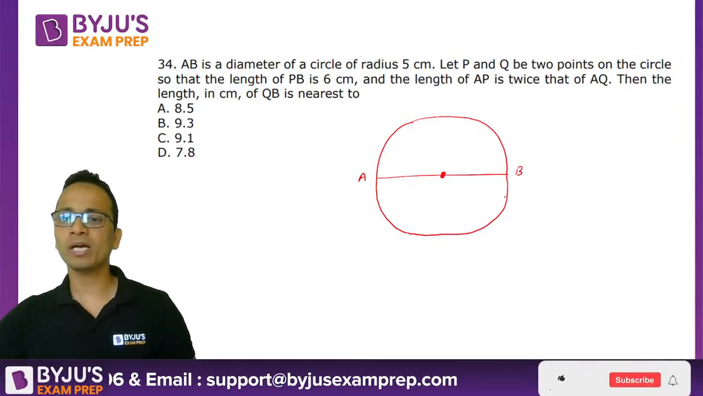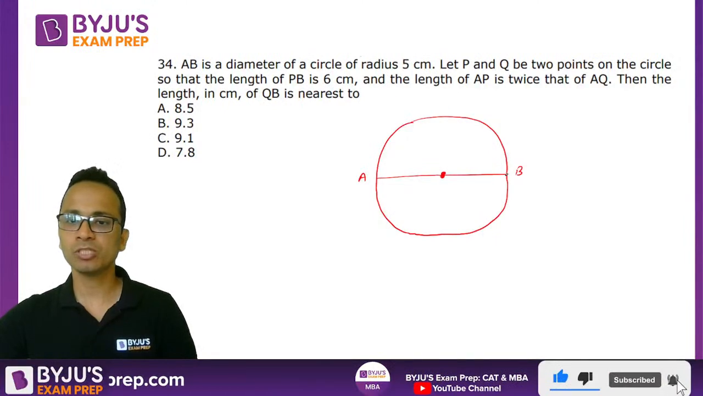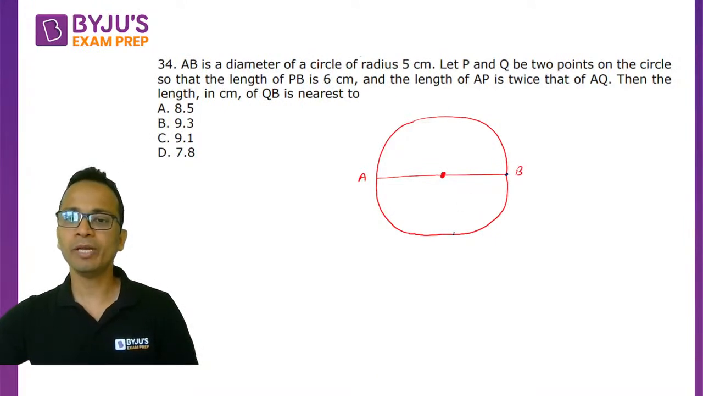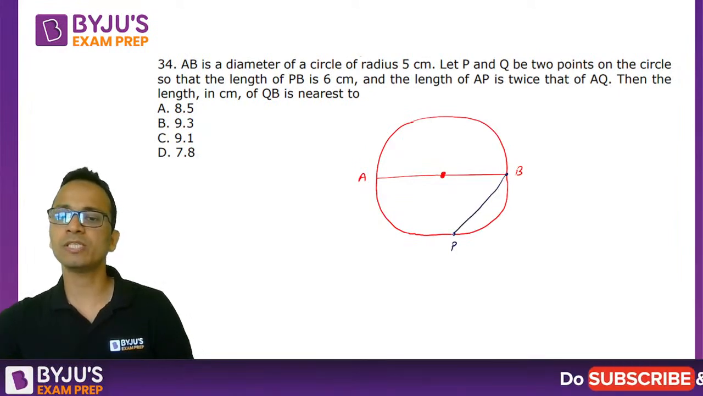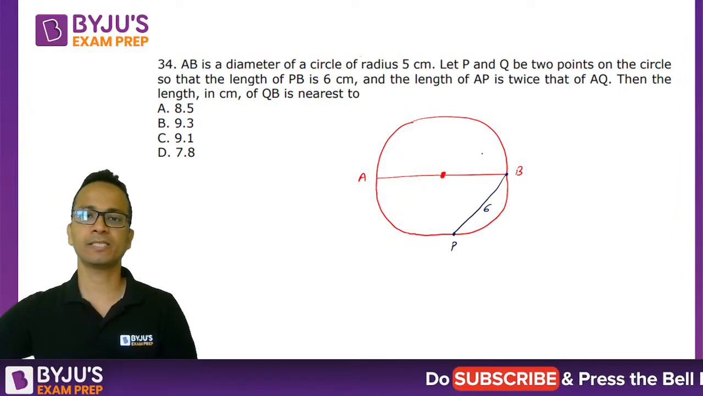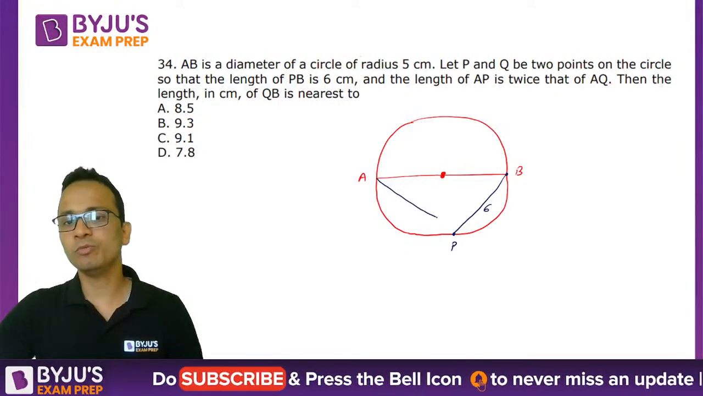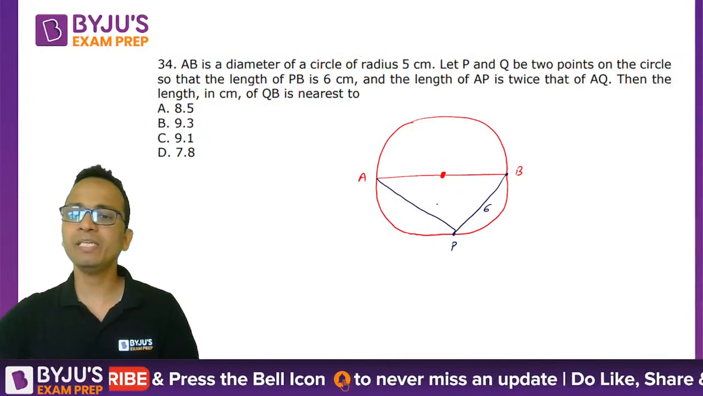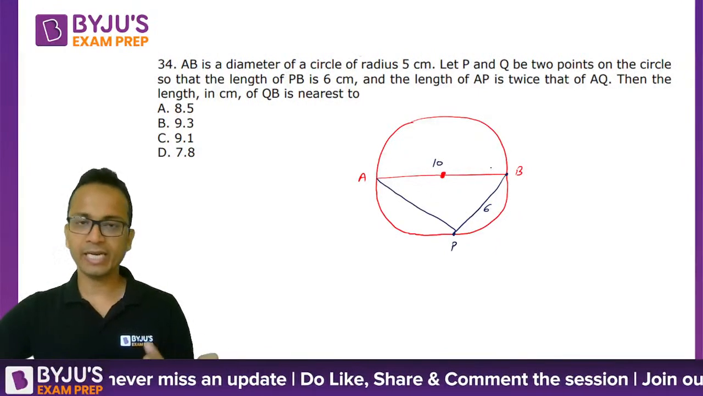So P and Q are another two points on the circle, so that the length of PB, so this is point B and point P, let's assume, the length of PB is equal to 6. So this length is 6. Let's also join AP. So what will the length of AP be? AB is 10, radius was 5.